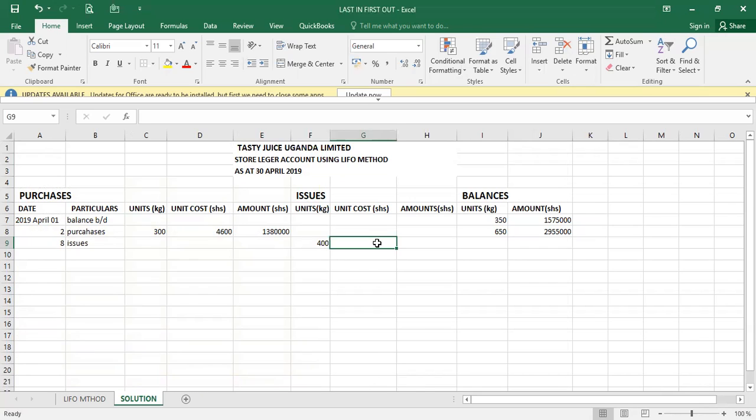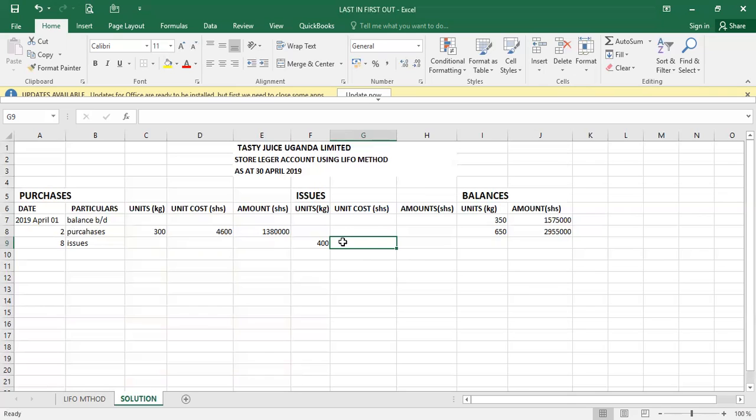Because you may find that if we had inflation, the recent goods we are buying had high prices, so you may be valuing them at a very high cost as a result of the increment in prices. So that's one of the challenges, and you may find that you are overstating or understating the value of the closing stock.